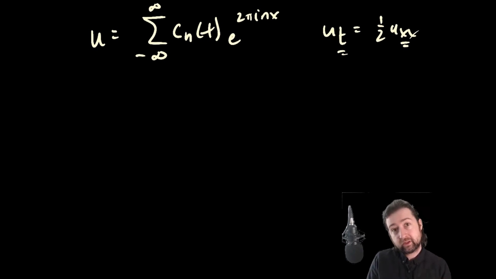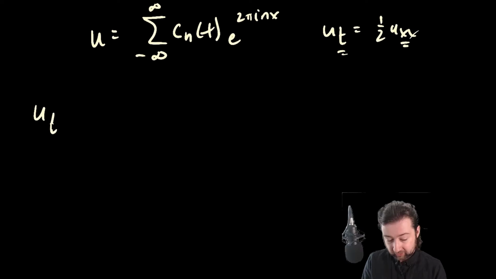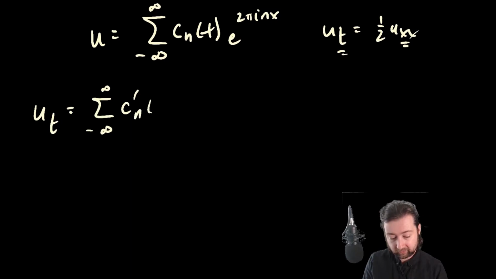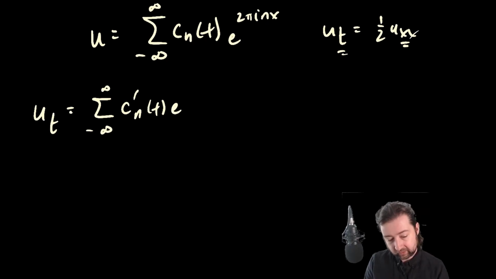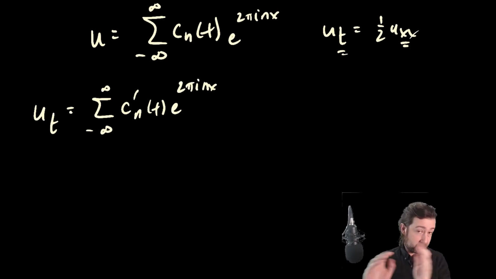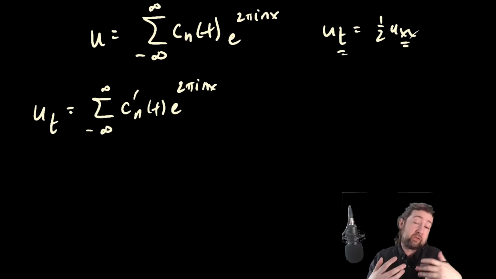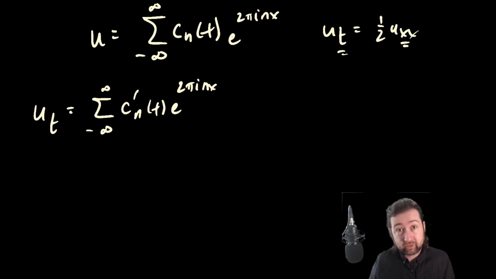If we take a derivative of u with respect to t, well, that's pretty easy. u_t is just equal to the sum from minus infinity to infinity of c prime n of t. So whatever that function is, it's got a derivative. And this is unchanged. This is beautiful, actually, because these variables are separate, right? There's a t part and an x part. So this is like using separation of variables, but it's already done for us because we've guessed the form of the solution.